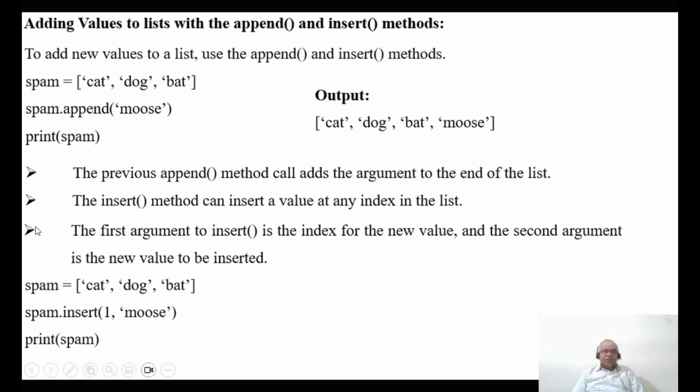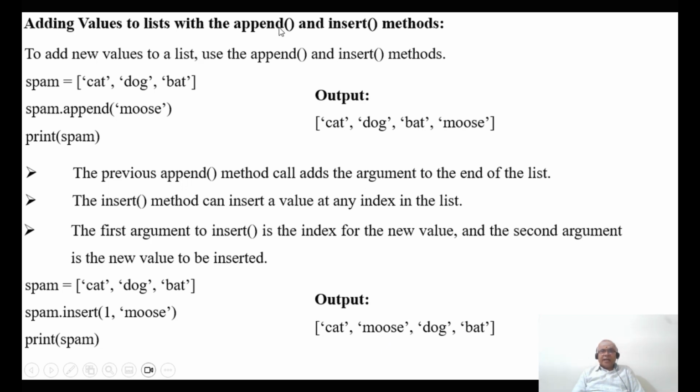For example, if you have spam with cat, dog, bat, and I want to insert at the first index, then spam.insert, give the index value, that is where you want to insert the value. The index value is 1, and then the second argument is the new value. I want to add the value mouse at the first index, so give mouse and print spam. Then you can see in the output: cat, mouse, dog, bat.